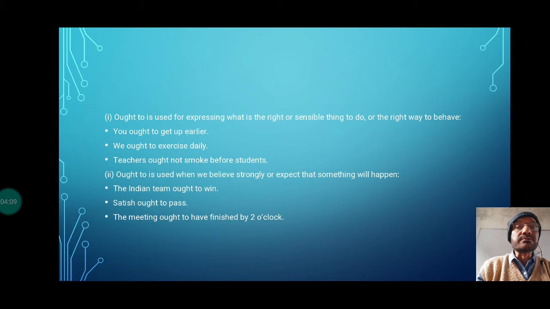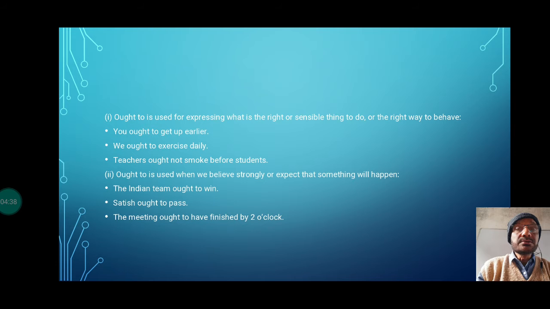Ought is used for expressing what is the right or sensible thing to do, or the right way to behave. This is the main purpose of ought. You ought to get up early. You ought to exercise daily. Teachers ought not smoke before students. These show what is necessary or what is unnecessary. When we put it as ought not, it is insensible.